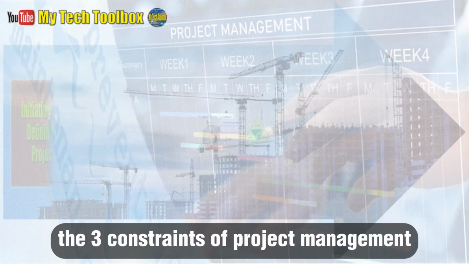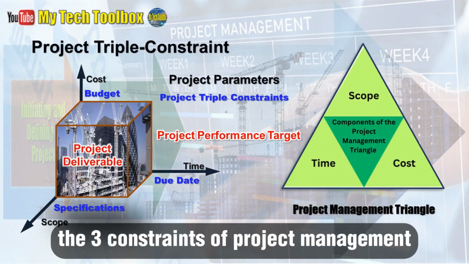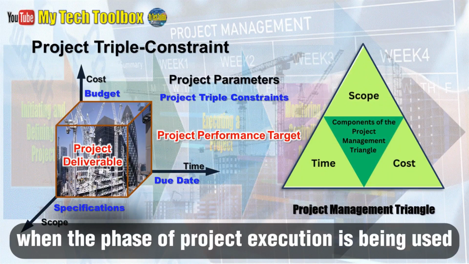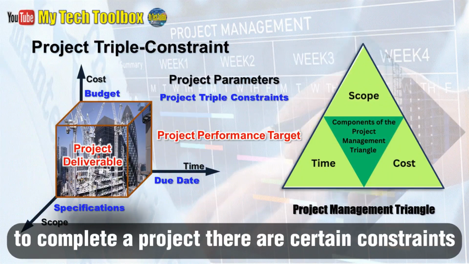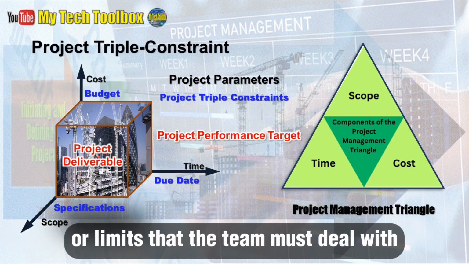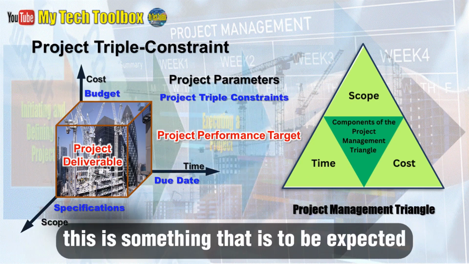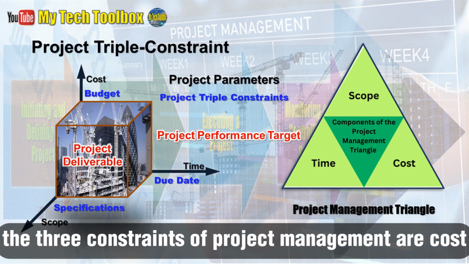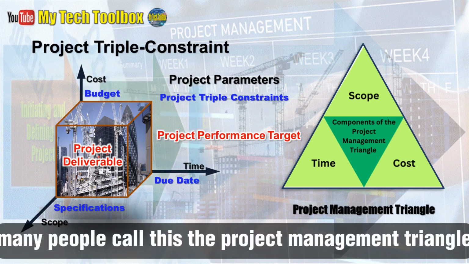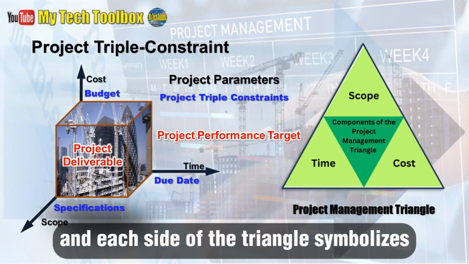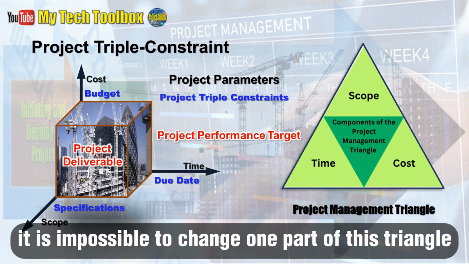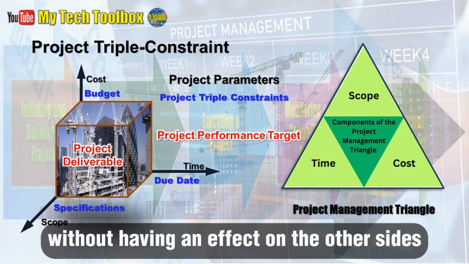The 3 constraints of project management. When the phases of project execution are being used to complete a project, there are certain constraints or limits that the team must deal with. This is something that is to be expected. The three constraints of project management are cost, time, and scope. Many people call this the project management triangle, and each side of the triangle symbolizes one of the constraints. It is impossible to change one part of this triangle without having an effect on the other sides.